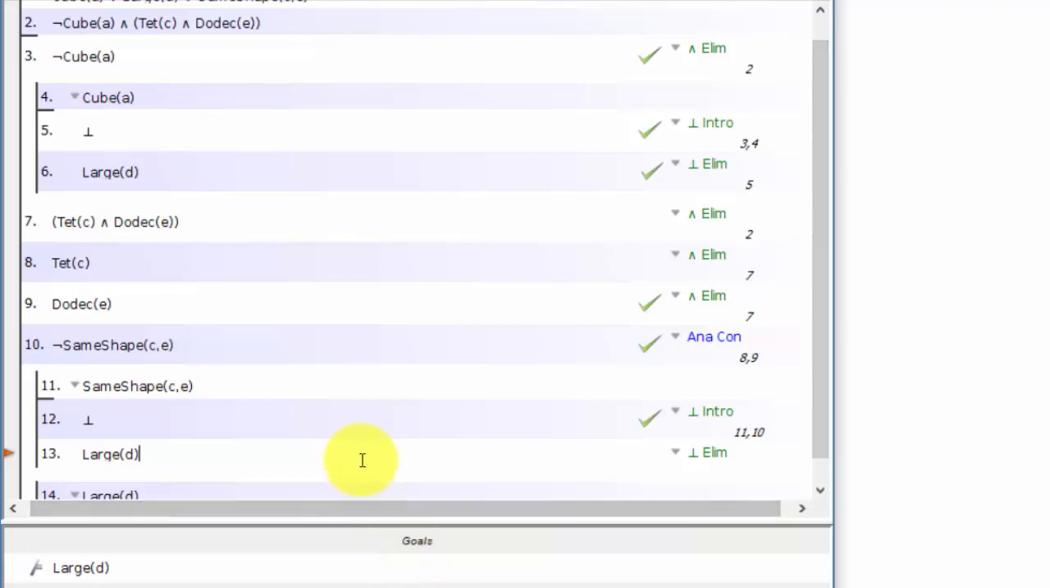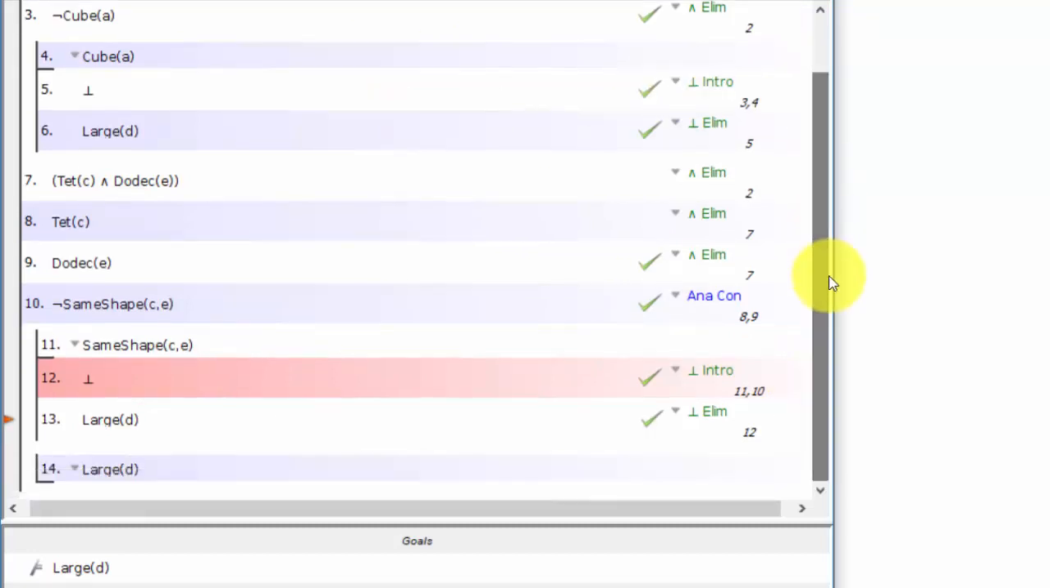So we apply contradiction elimination. We cite the contradiction. Maybe we cite it. There we go. And since our third option just is D is large, there's nothing more that we need to do. If you want to, you could reiterate D is large, but you actually don't have to.